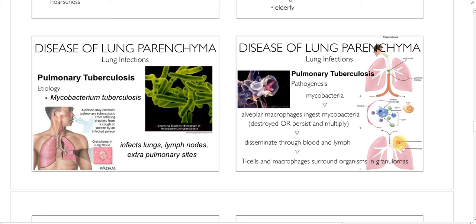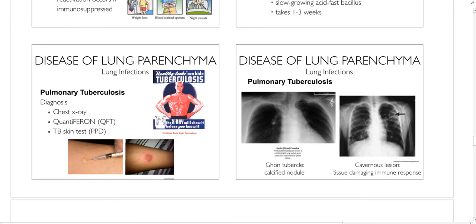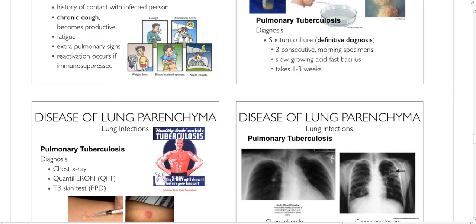But they're never really fully able to get rid of it, or they're tricked into thinking that it's more active than it really is. And we develop these, where is it? Ghon tubercles or cavernous lesions.